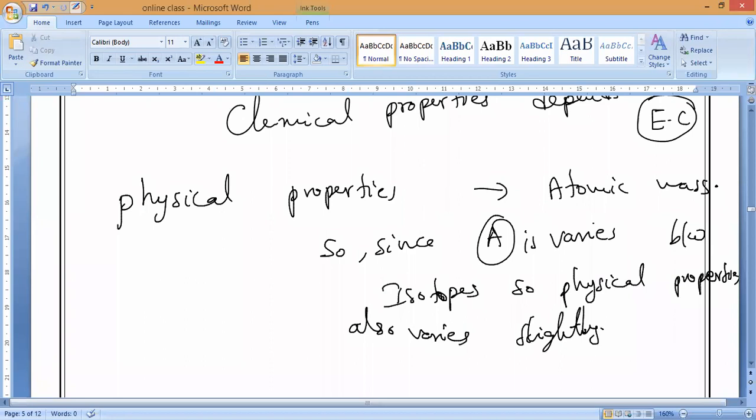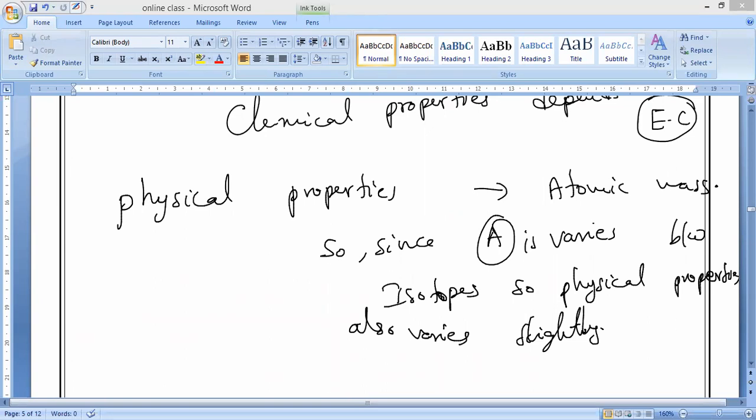So what is the statement you have written till now? Physical properties of isotopes are not the same. Yes. The physical properties of isotopes of an element are not the same, or you can write different, because the physical properties depend on the mass of the atom.